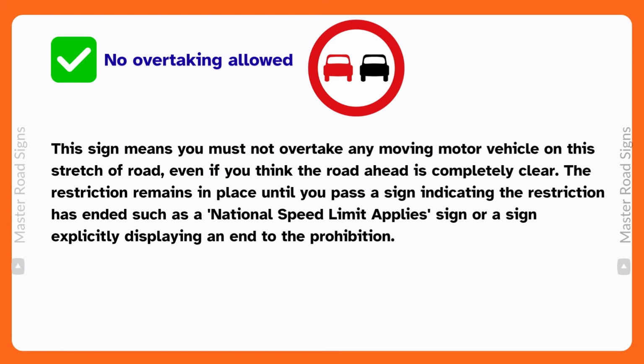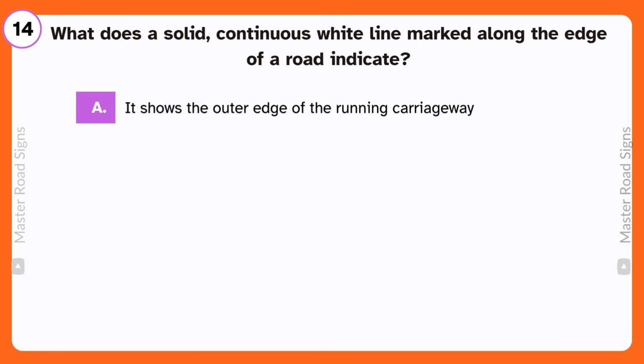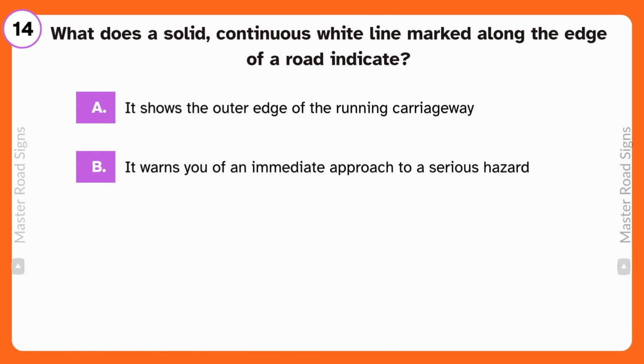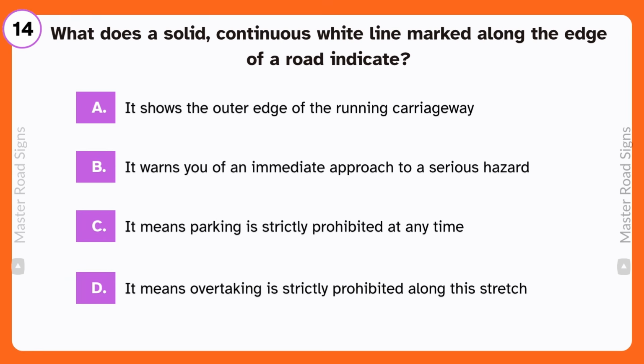Question 14. What does a solid, continuous white line marked along the edge of a road indicate? Option A, it shows the outer edge of the running carriageway. Option B, it warns you of an immediate approach to a serious hazard. Option C, it means parking is strictly prohibited at any time. Option D, it means overtaking is strictly prohibited along this stretch.